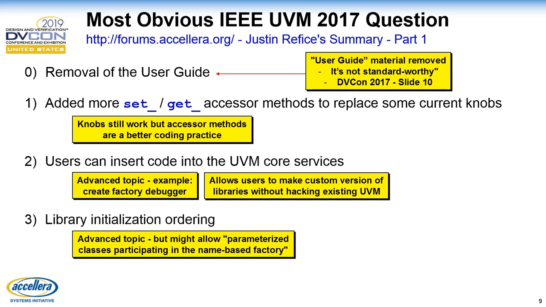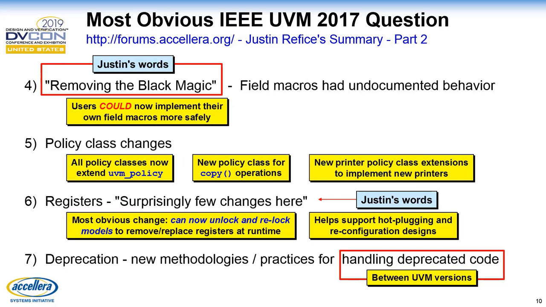Users can insert code into the UVM core services. It's an advanced topic, and an example is to create something like a factory debugger. And it allows users to make custom versions of the libraries without hacking existing UVM. He also said library initialization ordering. Now, this was also an advanced topic, so you might be able to have parameterized classes participating in the name-based factory.